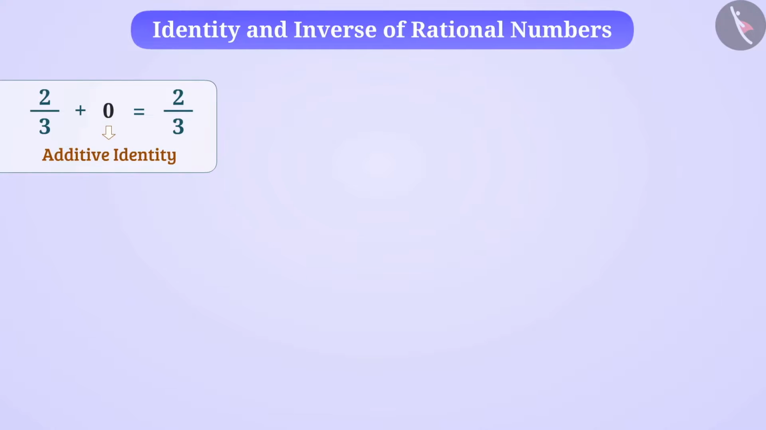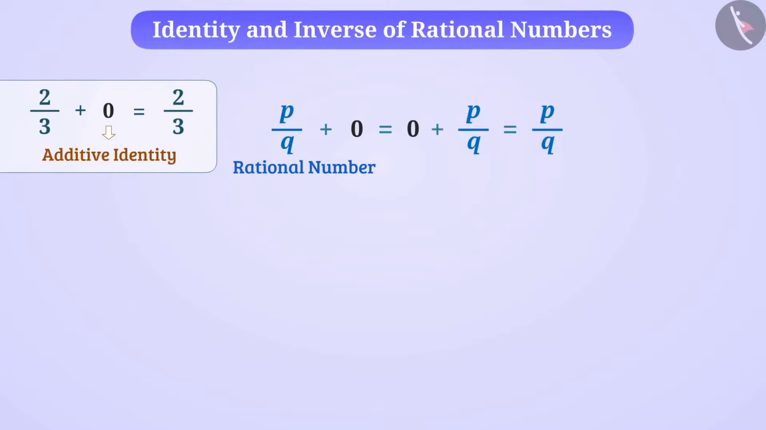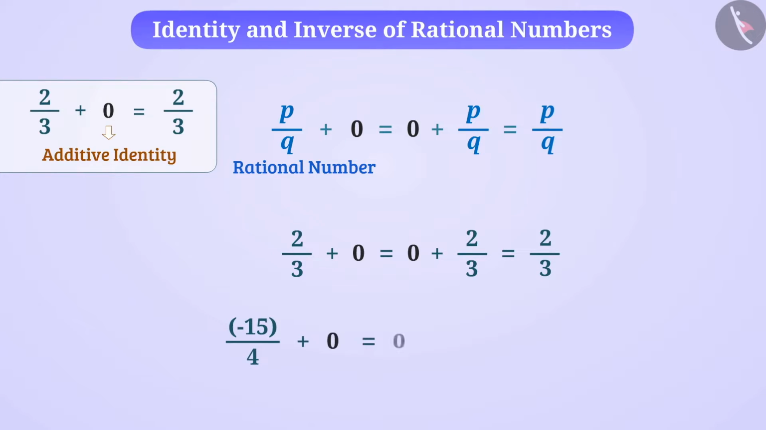In brief, for rational number p by q, p by q plus 0 is equal to 0 plus p by q is equal to p by q. For example, the answer of 2 by 3 plus 0 or 0 plus 2 by 3 is 2 by 3 only. The answer of minus 15 by 4 plus 0 or 0 plus minus 15 by 4 is minus 15 by 4 only.